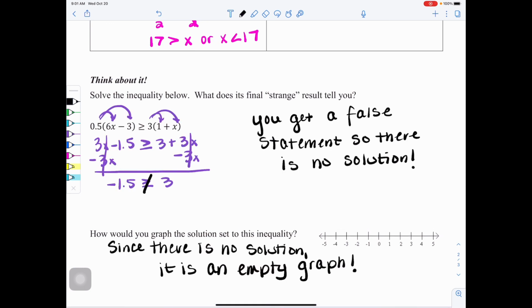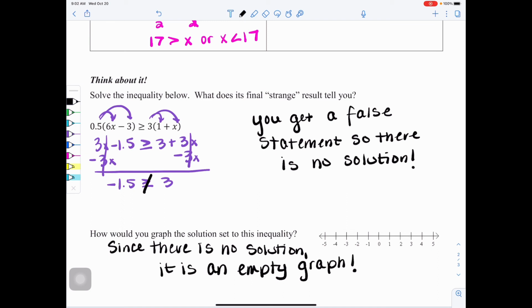Okay, at this time you've tried the think about it question. You should have solved the inequality by using the distributive property, getting rid of variables on both sides, and you would have seen that your variables totally disappeared, and you ended up with a statement negative 1.5 is greater than or equal to 3, which is not true. So make sure you have slashed that inequality.